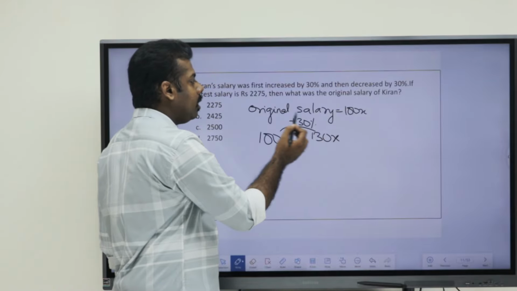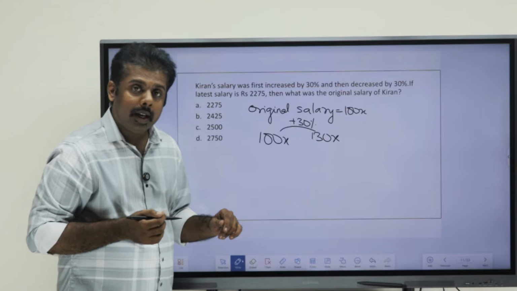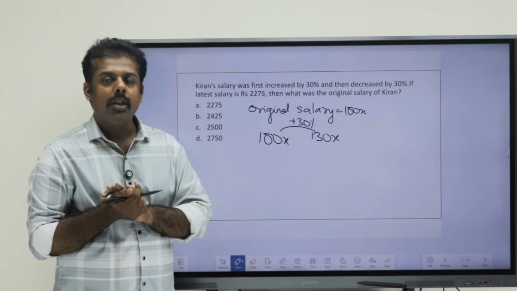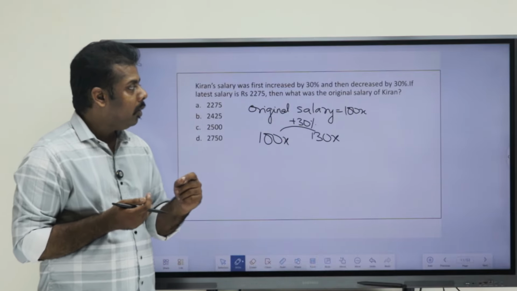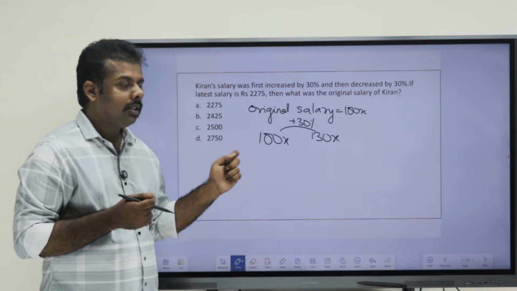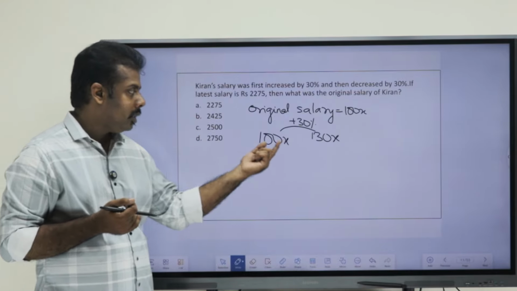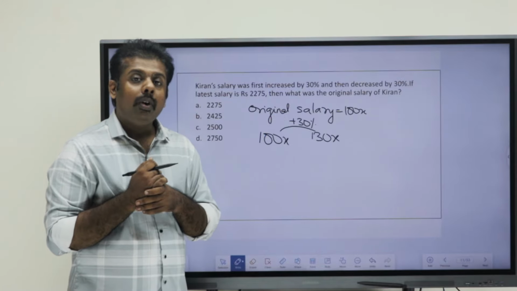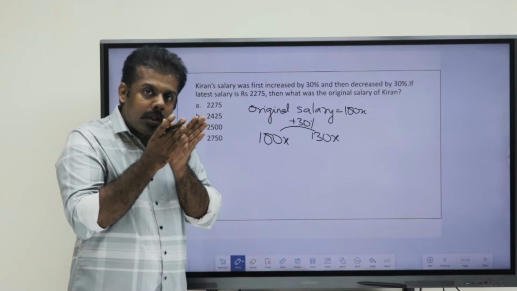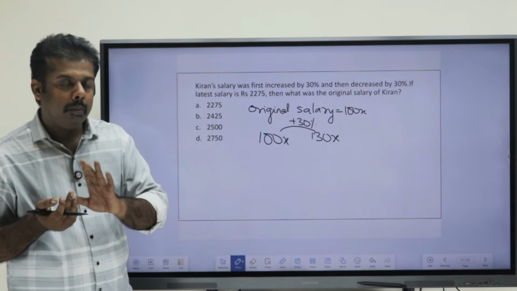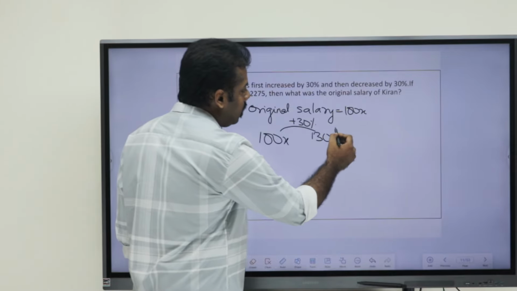So, we can say that if his original salary is 100x, a 30% increase will give us his salary as 130x. Now, they have told us we have decreased his salary by 30%. The important point lies here: now his salary is 130x. So, we have to reduce 30% from 130x. That is the important point. So, how can we reduce that?